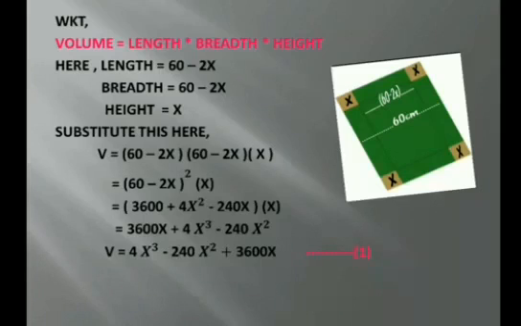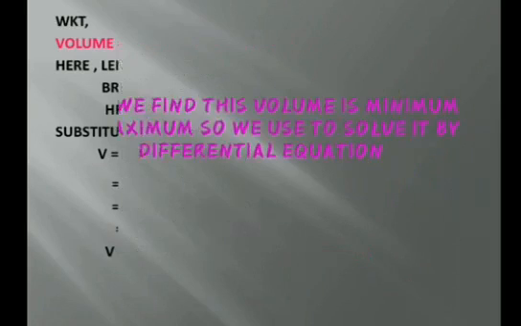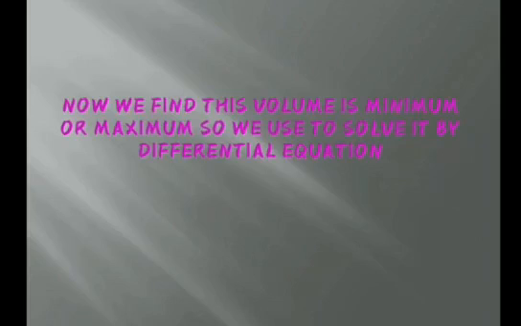Here it is considered to be a function, that is volume V is equal to 4x cube minus 240x square plus 3600x. It is taken as equation 1. Now we find whether the volume is minimum or maximum. So we solve it by the differential equation.